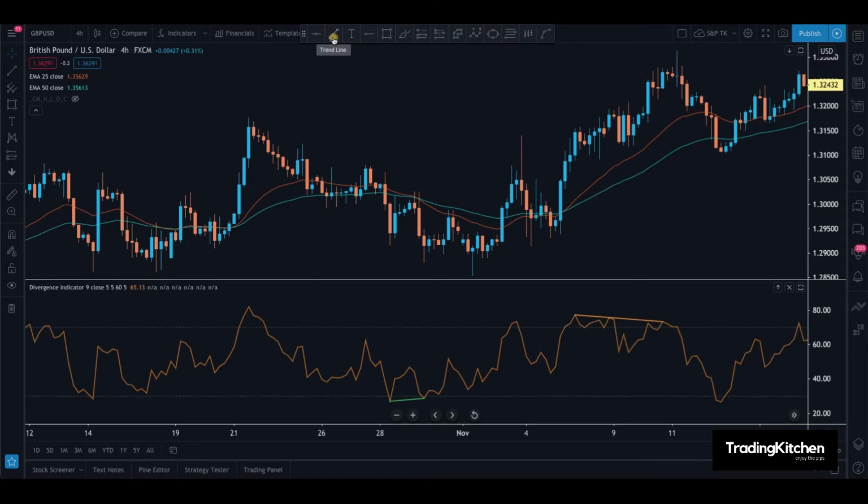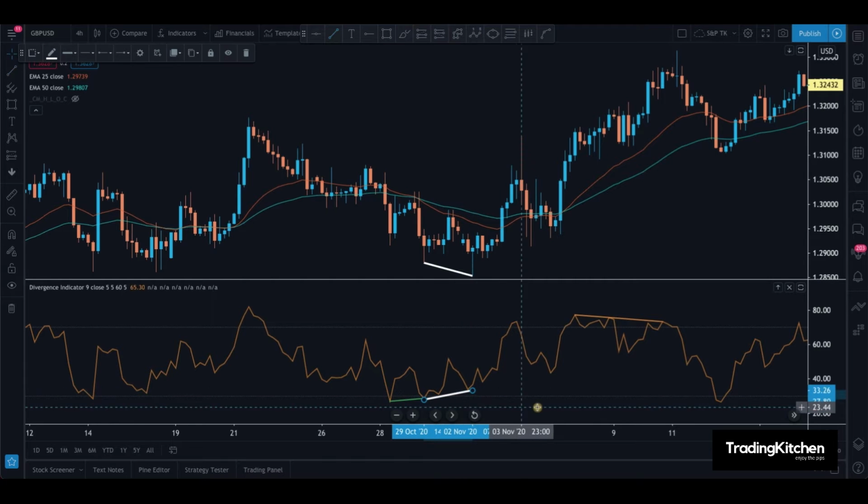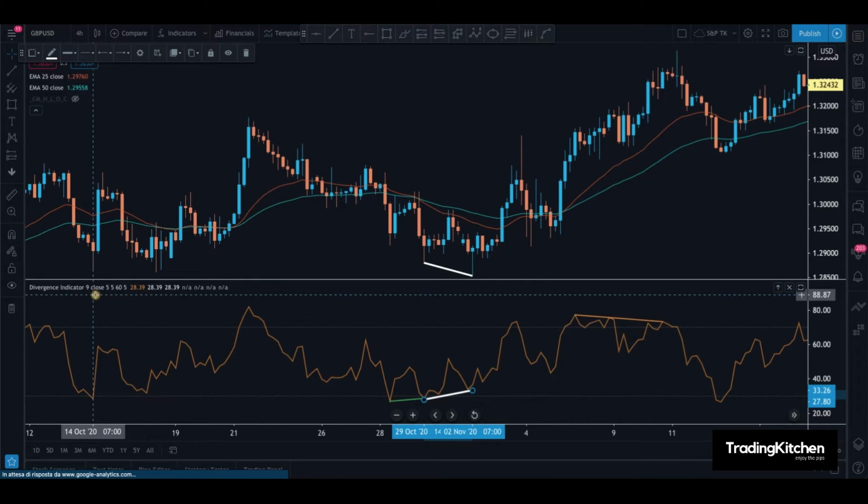So for example, in this case we are on GBP USD, for our time frame. Let me show you. This is divergence. Low lows on the price and high lows on the indicator. In this case, we have RSI. This is a very nice indicator you can find on TradingView, divergence indicator.